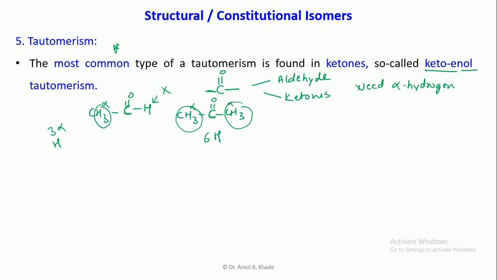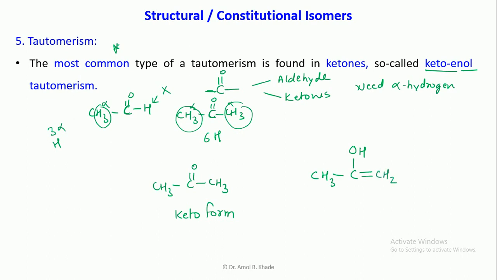Now let's say I have CH3 C double bond O CH3. So this is a keto form. Now I can have an isomer possible for this: CH3 dash C OH. Then there will be a double bond here, and this will become CH2.